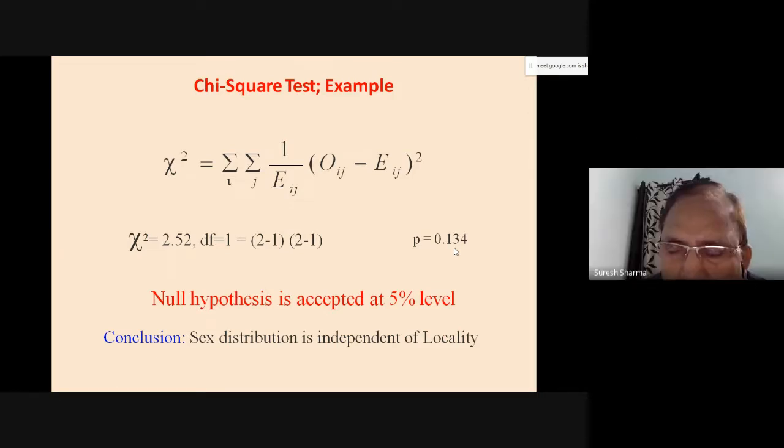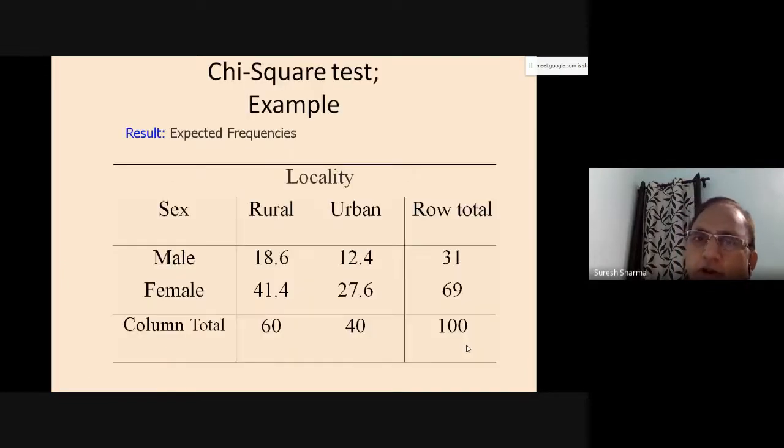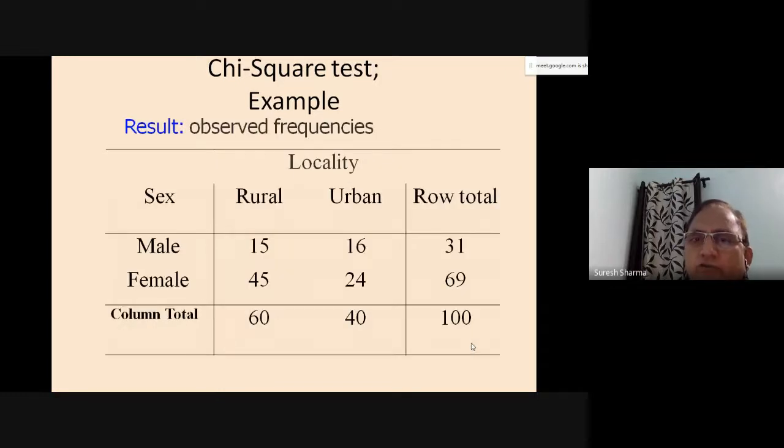More than. So that means null hypothesis will be accepted or rejected? Accepted. So null hypothesis is accepted. What does this mean? That the sex distribution is independent of locality. That means sex distribution doesn't depend upon locality. There is an equal distribution of male and female, almost. And you can also see 15, 16, 44. It seems to be high here, but when you see the overall picture, there is hardly any difference, right? So this is what the picture is.